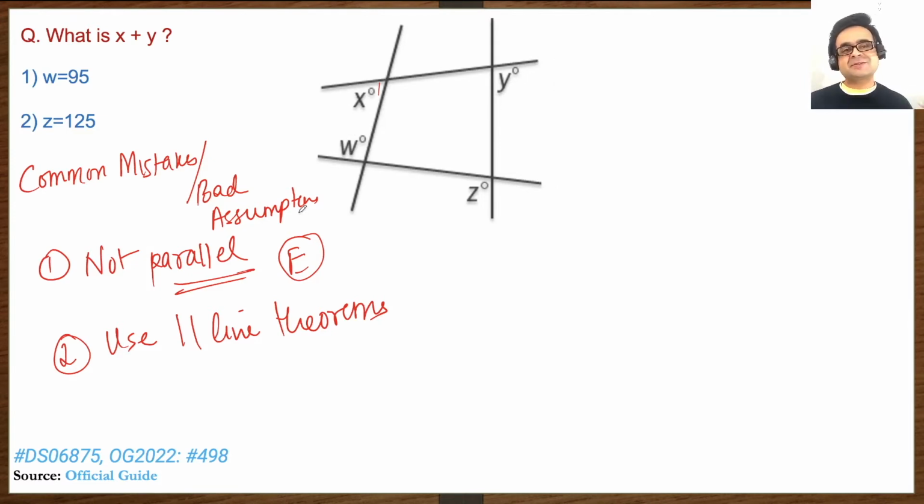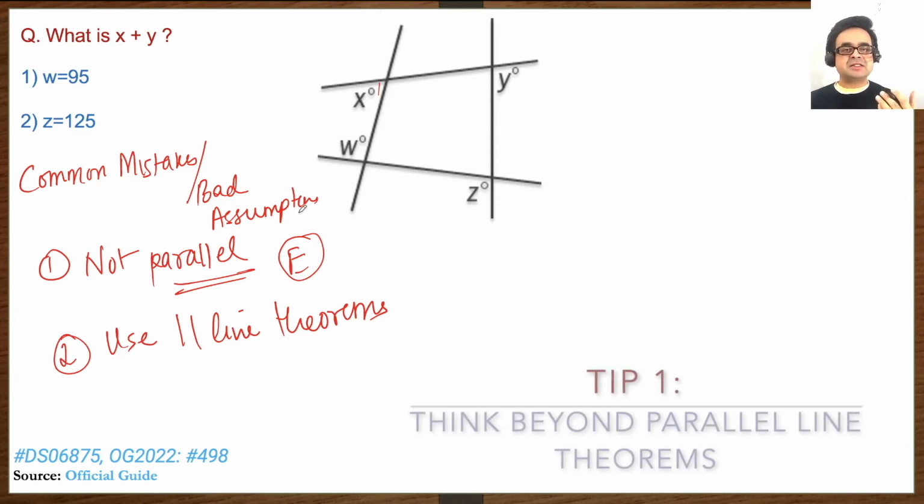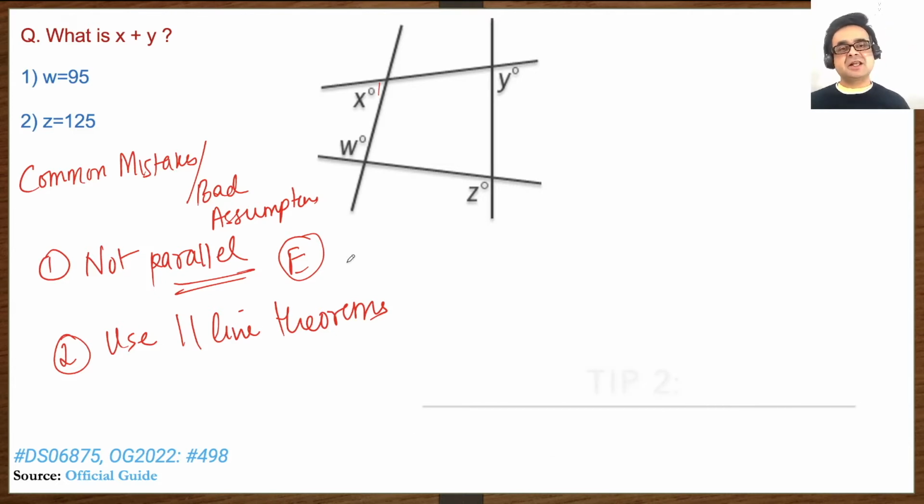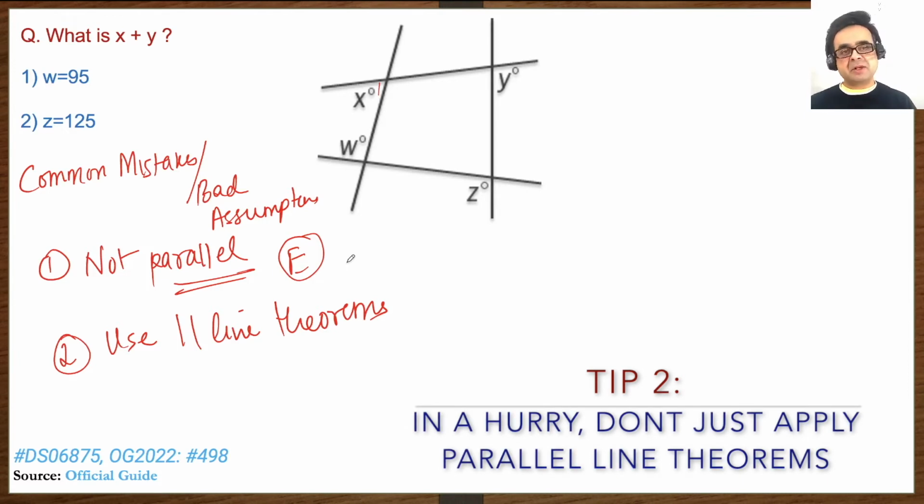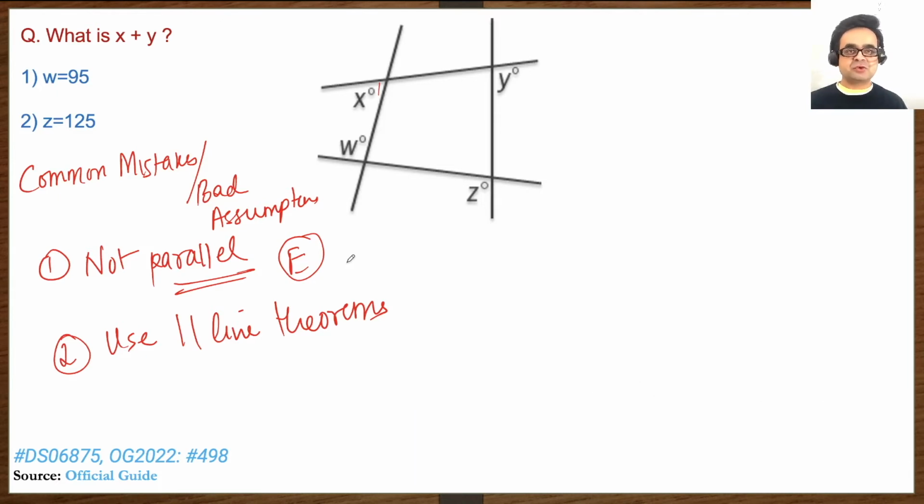So this is the part where we learn from those mistakes. First of all, it is very clear that these lines are not parallel. You have to think outside of the box and think of something else. Second, since the lines are not parallel, you cannot apply parallel line theorems to these lines to answer the question. So let's now look at how to solve this question the right way.